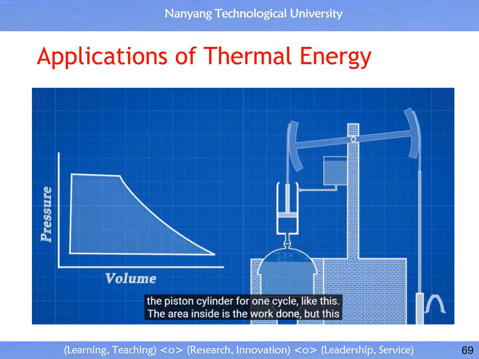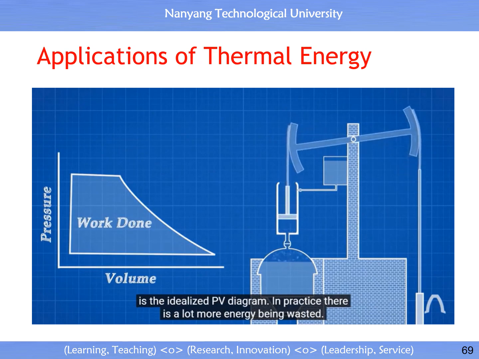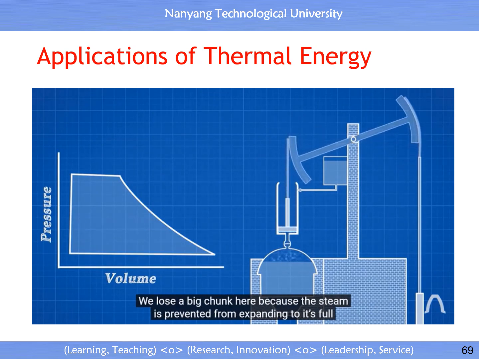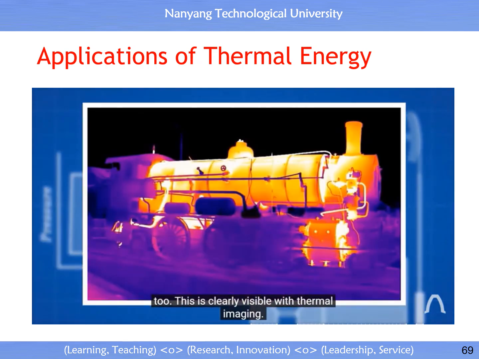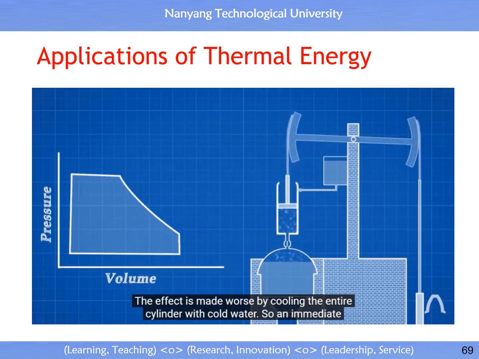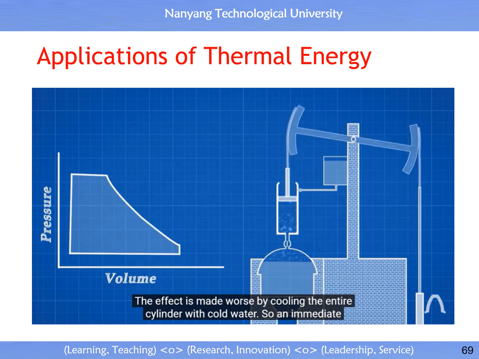The area inside is the work done, but this is the idealized PV diagram. In practice, there is a lot more energy being wasted. We lose a big chunk here because the steam is prevented from expanding to its full volume. A lot of energy is lost to the environment too. This is clearly visible with thermal imaging. The effect is made worse by cooling the entire cylinder with cold water.